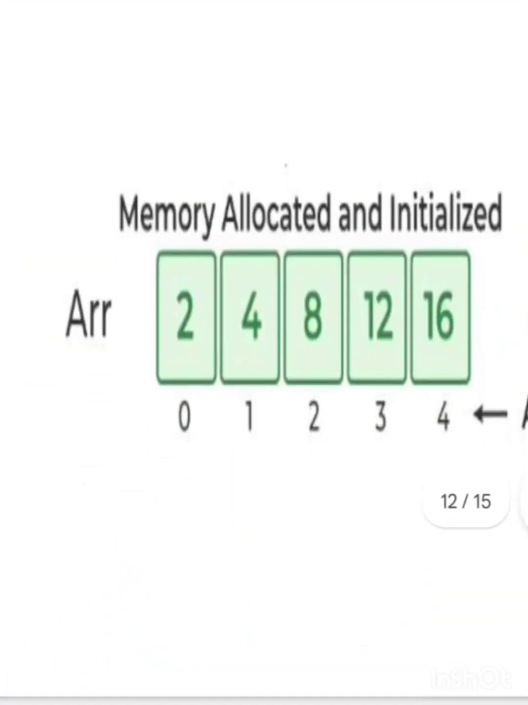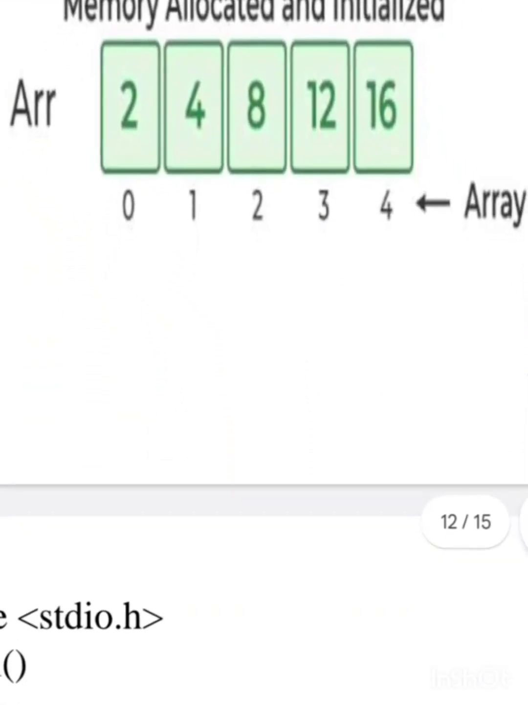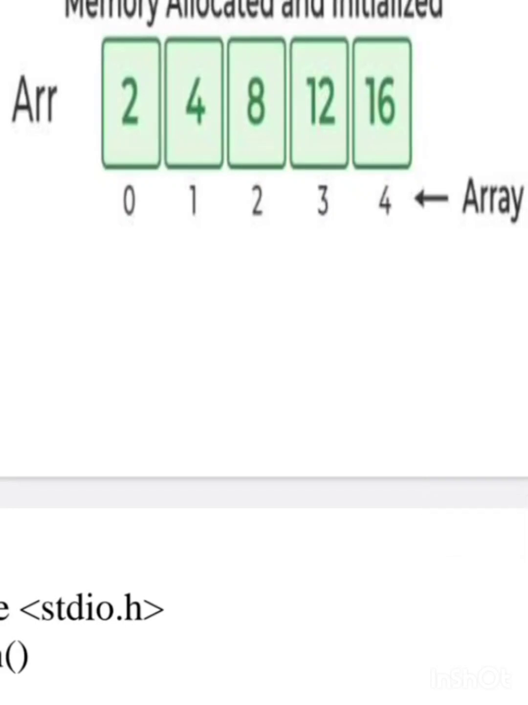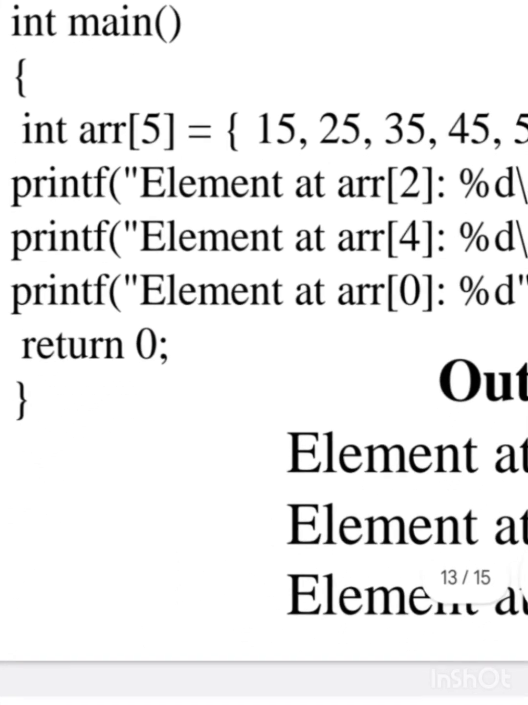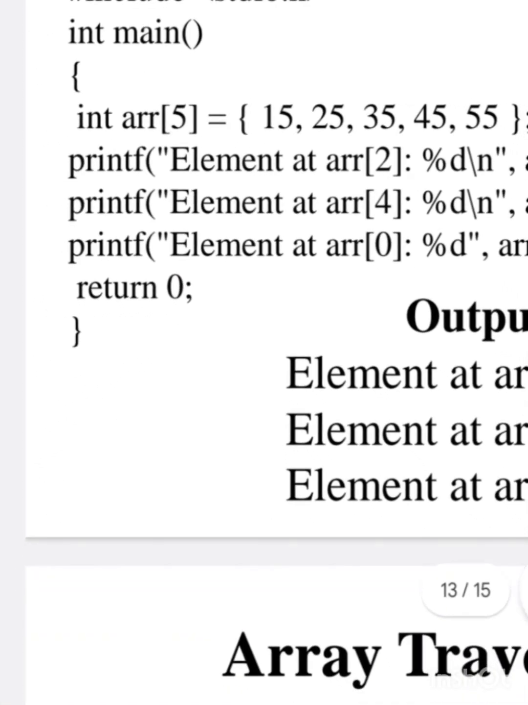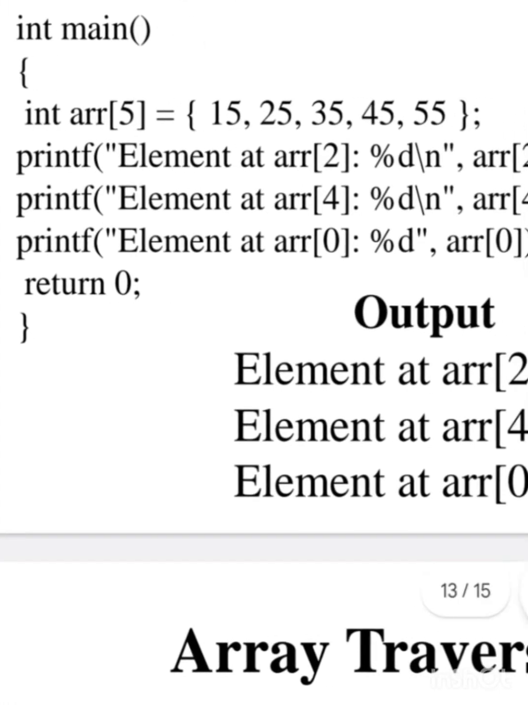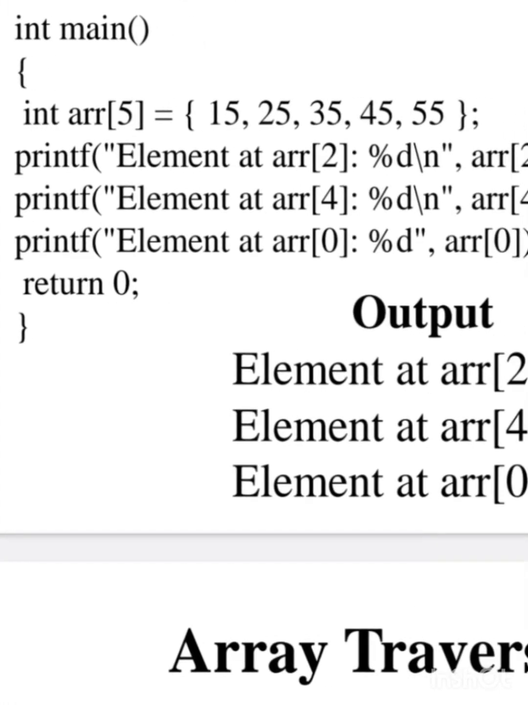So this is a memory allocation and initialization for an array. Like this, only the memory will be allocated and initialized. With the help of an example we can see the array initialization. We need to declare it as int, array name, and inside the square brackets the size of the array. Then I have declared 5 integer values.